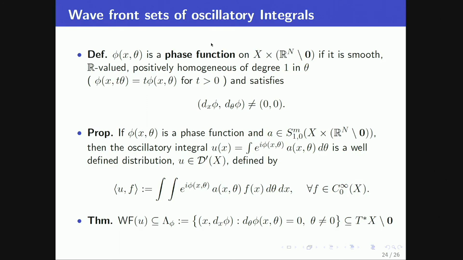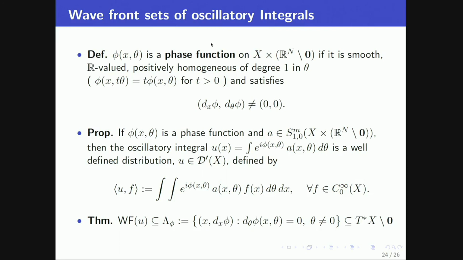It's the set of all pairs x comma d_x phi. So d_x phi is intrinsically a cotangent vector at x. You look at the pairs x comma d_x phi where (x, theta) is such that the theta gradient of phi is equal to 0. So basically this condition gives you what's called the critical manifold of the phase function. You take the critical manifold, which lives in X cross R^n, and you transform it into a subset of T*X. This first order condition guarantees that d_x phi is not equal to 0, and therefore this actually resides in T*X minus the zero section, and in fact is a conic subset.